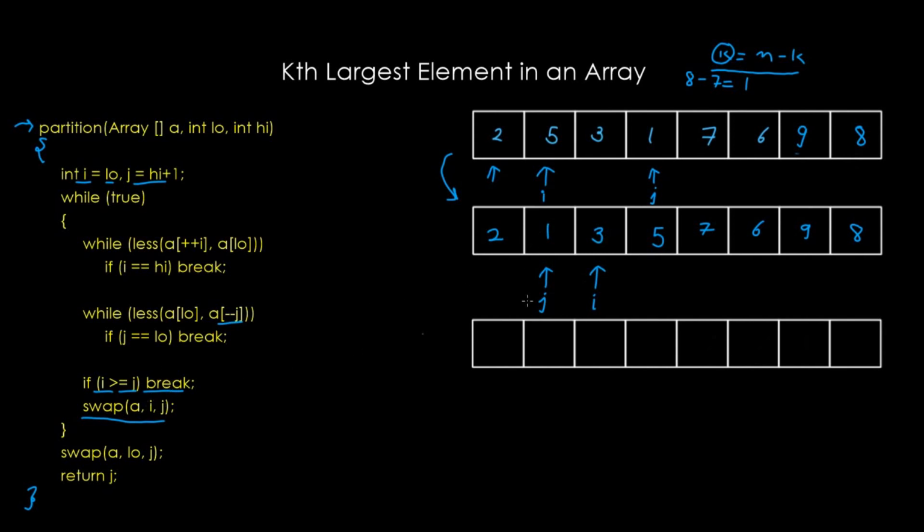So in this case we don't swap j and i, and we break out of this loop, and finally we swap our pivot element with j. As a result, these elements are swapped, as a result of which we have this array.